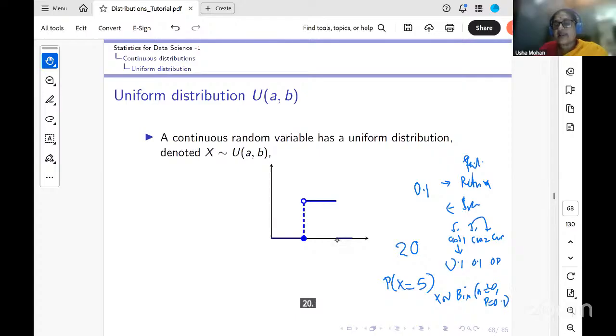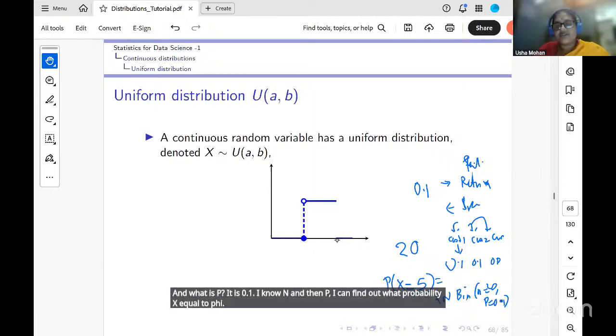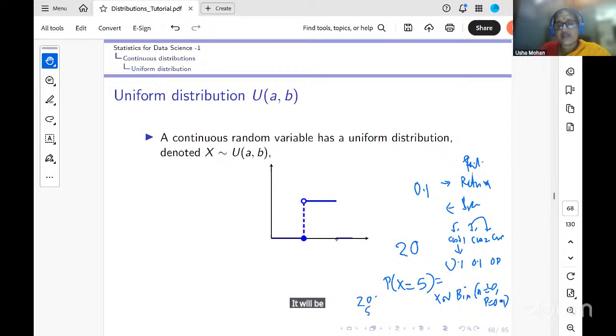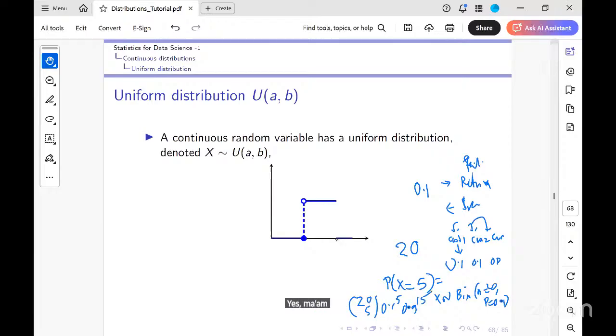If I know n and P, I can find the probability that x equals 5, which will be 20 choose 5, 0.1 to the power of 5, 0.9 to the power of 15. Is that right? Yes, ma'am.